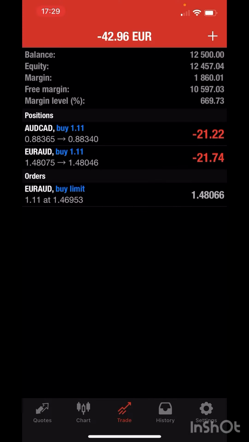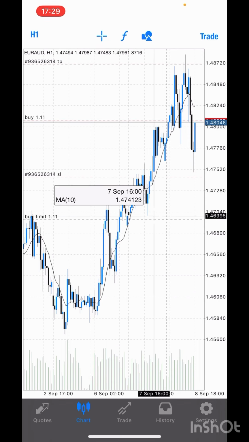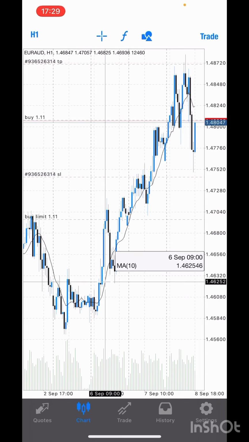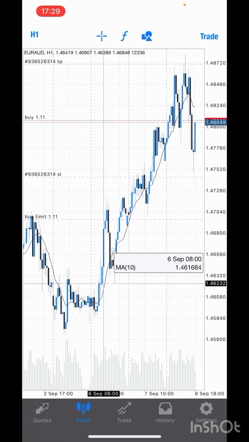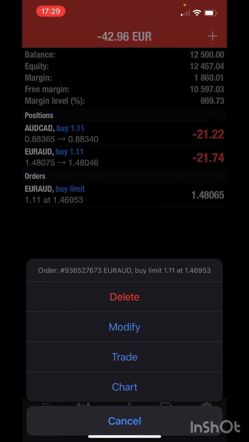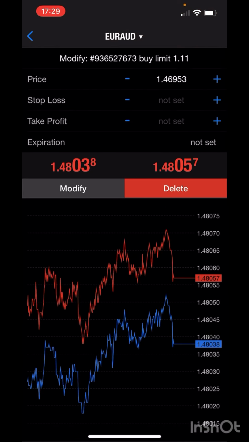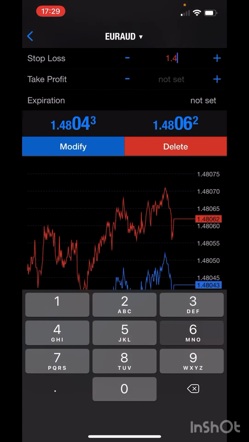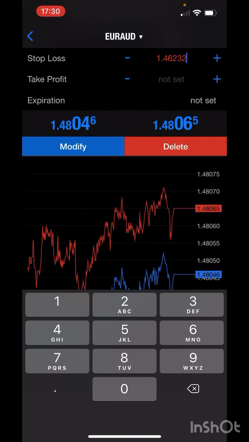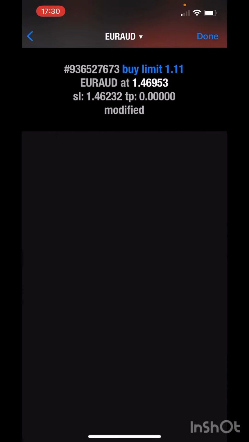If I want to do my stop loss, I can just go to charts. So now look, see, now it says buy limit. So I'm going to do my stop loss, 1.46232. So like, I go to modify, 46232. And if you make a mistake, you just go to modify. So now we've added that.